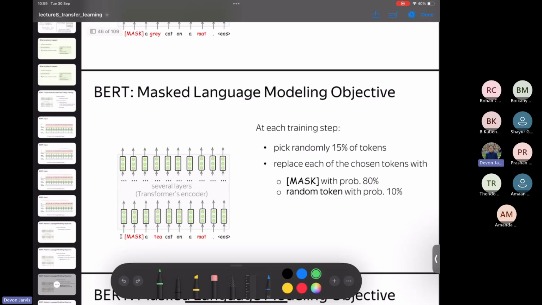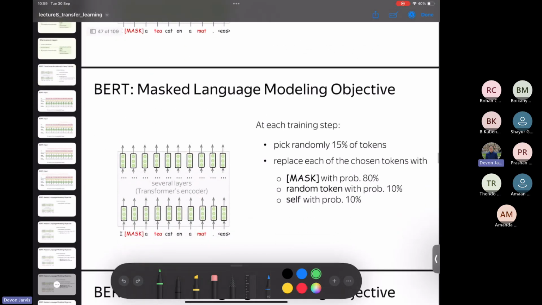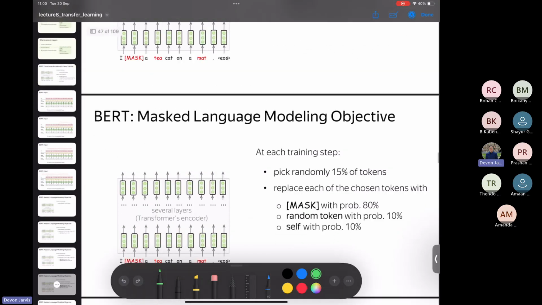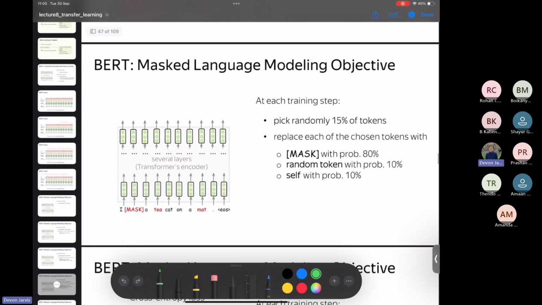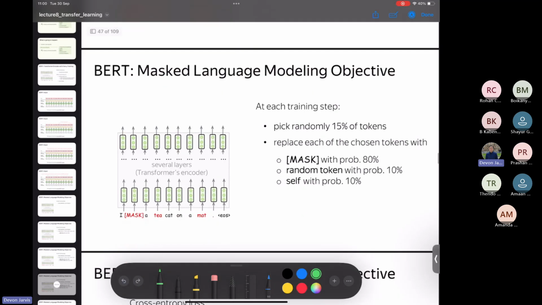Another 10% would just be replaced by a random token. So you can see the word gray just gets mapped over here towards T. Obviously, that's now going to break the sentence. And then lastly, another 10% were just kept the same. So mapped over here stays mapped over there. Bit of a weird last thing to do, but that's what they did. With 10% probability, you could still keep it the same token.